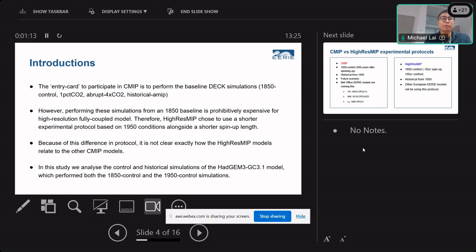Performing these simulations from an 1850 baseline is really expensive for high resolution models. So the HighResMIP decided to use a different experimental protocol based on the 1950 conditions and using a shorter spin-up. However, because of this, it's not quite clear how the higher resolution models really compare to the rest of the CMIP models, as not only are the resolutions different, the baseline forcings and spin-up lengths are also different. So this study is trying to quantify that a bit better to understand what we can compare and what we can't compare, and how we can go forward to better link with CMIP.